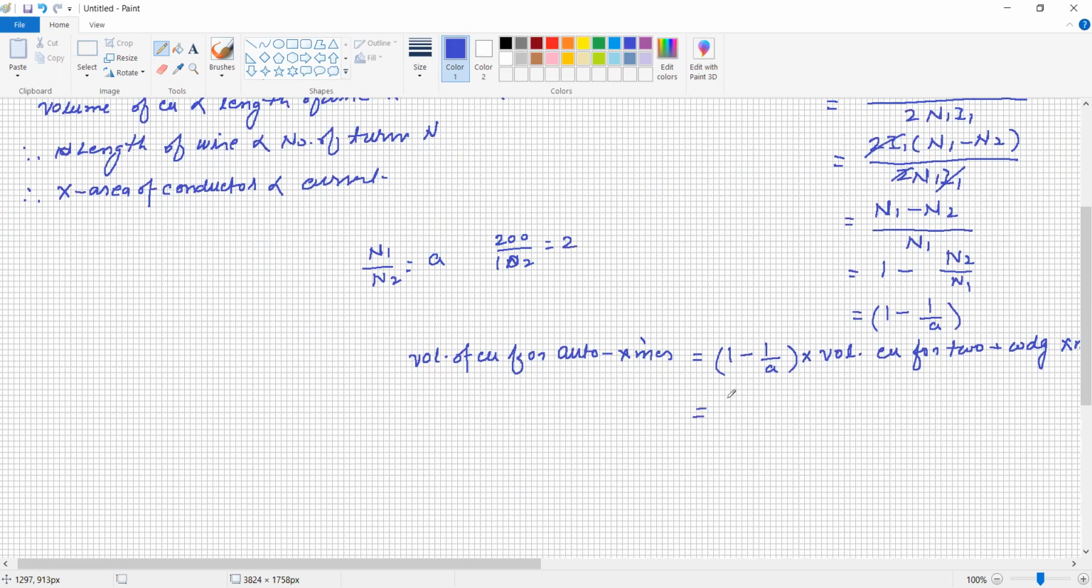So under such condition, 1 upon 2 is 0.5. So only 50% copper is required as compared to the two winding transformer. Therefore, the saving of copper is 50%. If A is equal to 4, the ratio is different, and 1 upon 4 is equal to 0.25, and hence we can calculate the saving. So in short, the auto transformer saves copper as compared to the two winding transformer.